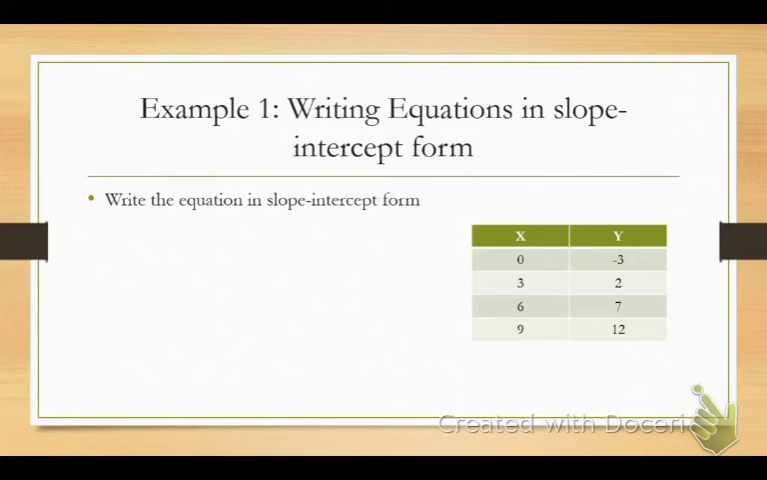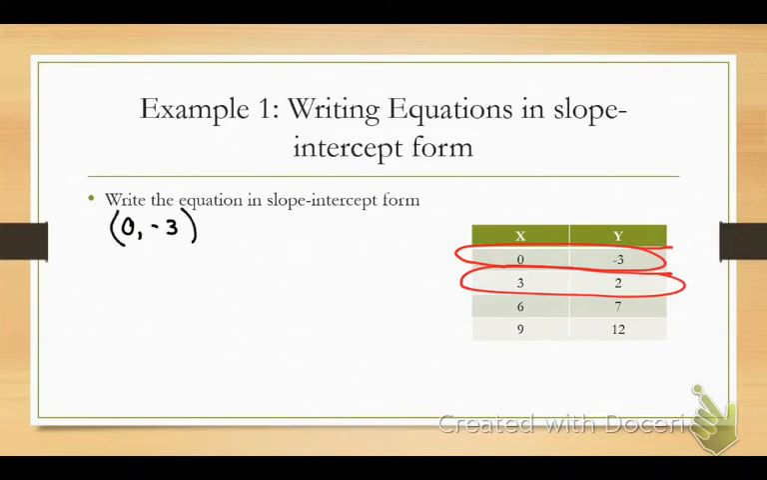All right, so write the equation in slope-intercept form. You're going to pick two ordered pairs. I would suggest that one of the ordered pairs you pick, if there is an x value of 0 in one of the ordered pairs, to pick that one. And you'll see why in just a minute. So I'm going to pick my first two ordered pairs, and I'm going to pull them out and write them next to each other. So I have 0, negative 3, and 3, 2.